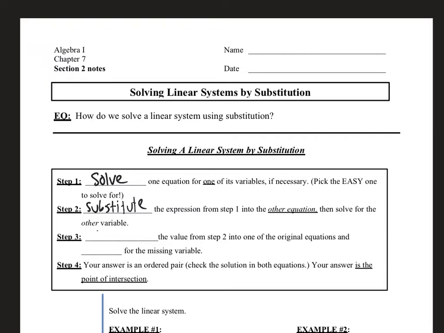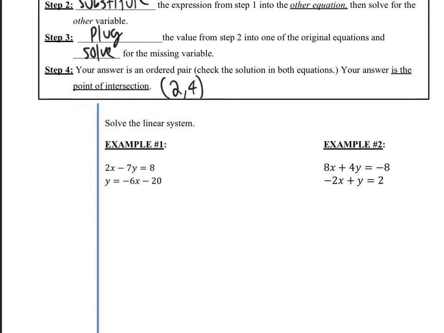Step three is we're going to plug the value from step two into one of the original equations, and we're going to solve for the missing variable. And your answer is an ordered pair, and check the solution in both equations. Your answer is the point of intersection where they cross or intersect. And an ordered pair is something like (2, 4). That's an example of an ordered pair. Okay? All right, let's get right into it here.